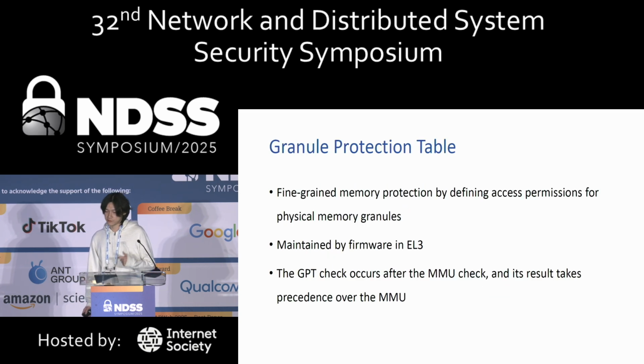The key part of ARM-CCA is the Granule Protection Table, or GPT. It protects memory by defining access permissions for the physical address space. The GPT is managed by firmware in EL3, and it is checked after the MMU checks. If the GPT says no access, the access is blocked, even though the MMU allows it. This makes the CCA isolation flexible and powerful.